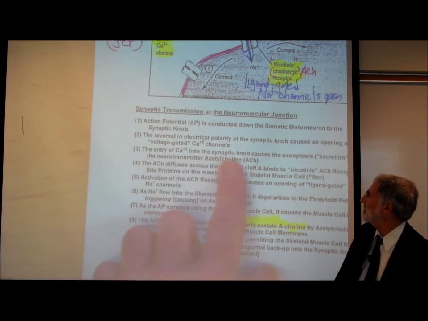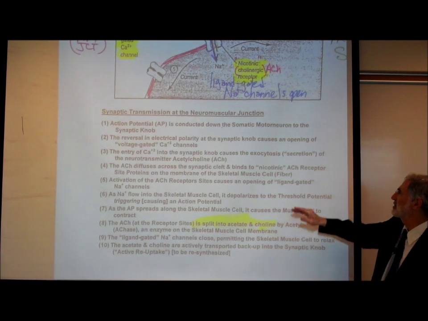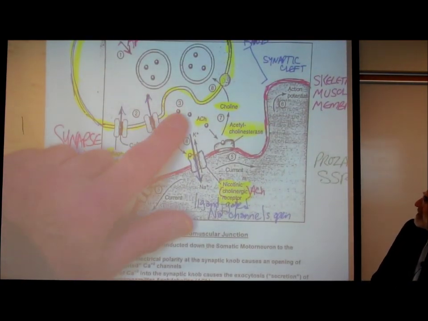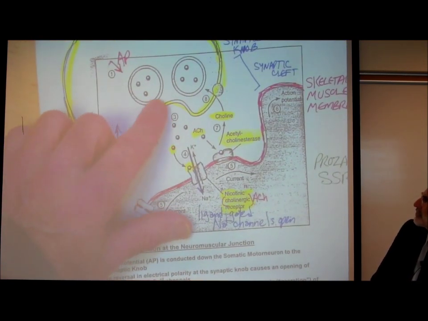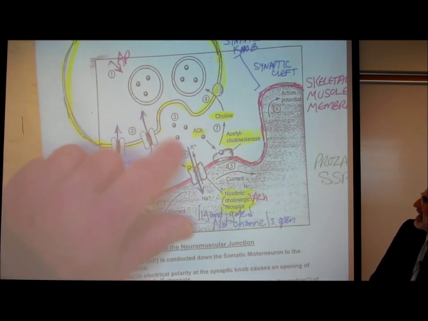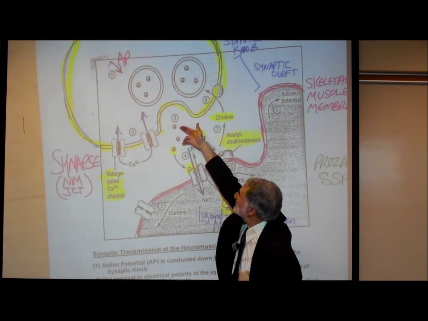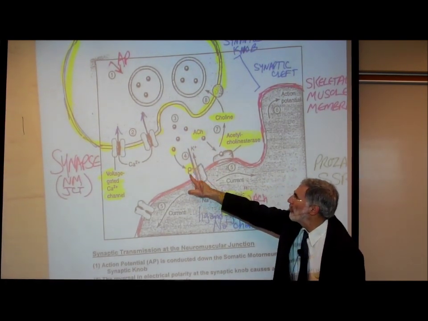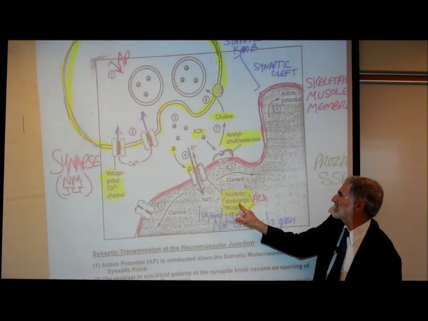The entry of calcium into the synaptic knob causes the exocytosis, which is just another word for secretion, of the neurotransmitter acetylcholine. So that's what it's showing in this picture. Here's number three. The synaptic vesicle fuses or unites with the membrane, and it releases the acetylcholine. Now, what's it show going on here? Here's the acetylcholine diffusing across the synaptic cleft. And at number four, it shows it binding to the acetylcholine receptor site.